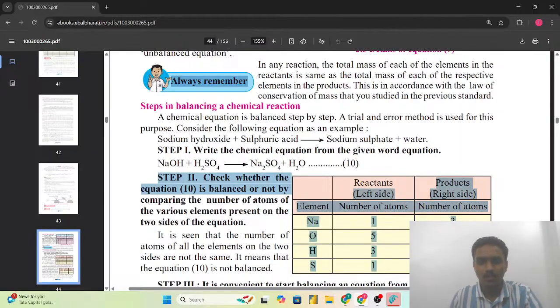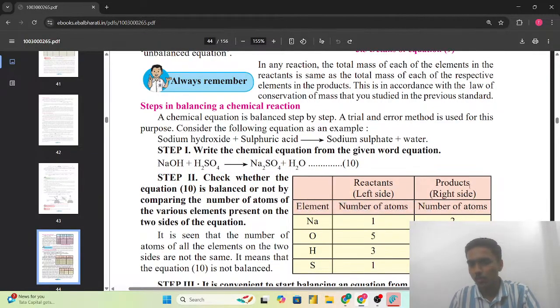Then that is the simple one. We have to take the element, then the reactant left side number of atoms, and the product right side number of atoms. So we have to consider only these two parameters.